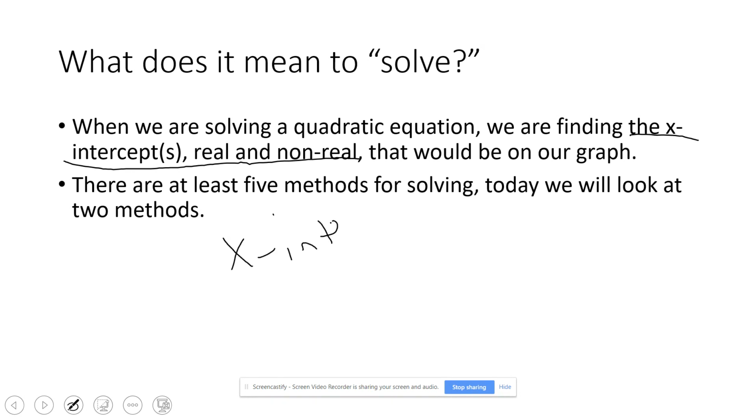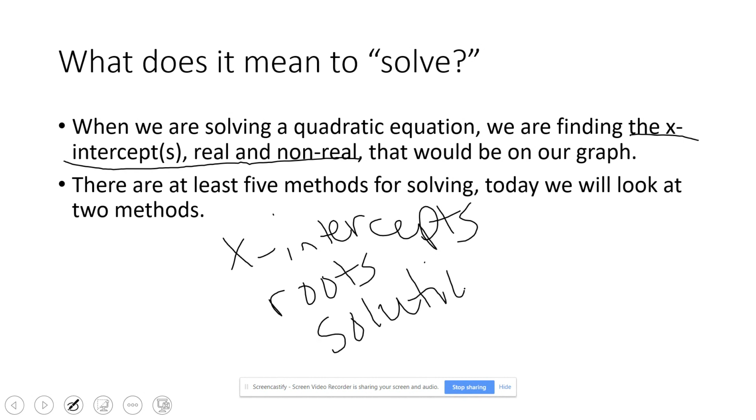These can be referred to not only as x-intercepts, but also roots, solutions, and zeros. So we'll keep using these interchangeably so you understand what they're asking for depending on what test or review you're reading or textbook or website, since they were referred to many different ways.